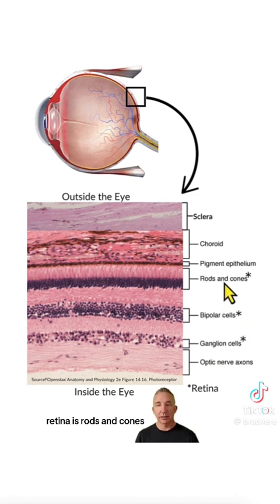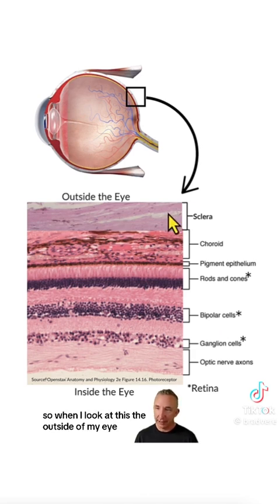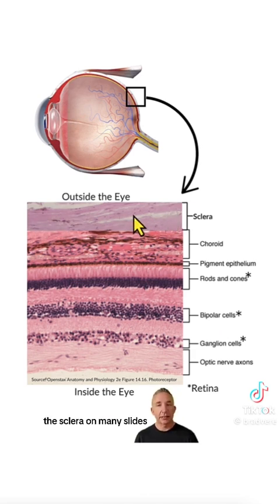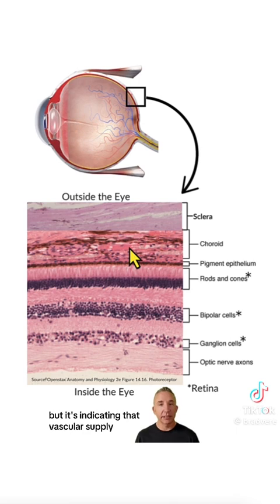The retina is our rods and cones, which are the photoreceptors, the ones that are receiving the light, and then our supporting cells, the bipolar and ganglion. So when I look at this, the outside of my eye, the sclera. On many slides, the choroid will be even darker, with a lot of dark strands through the histology of it, but it's indicating that vascular supply, the blood supply.